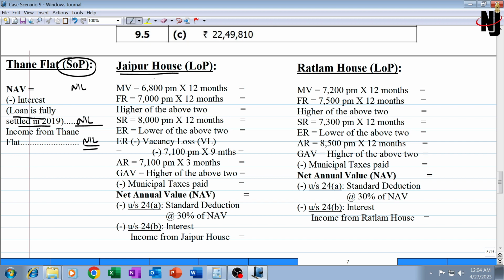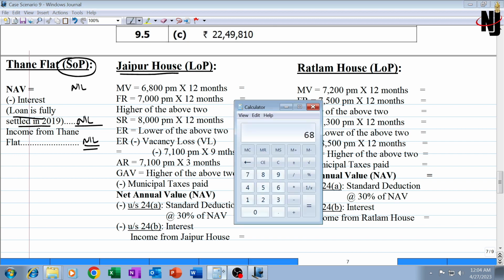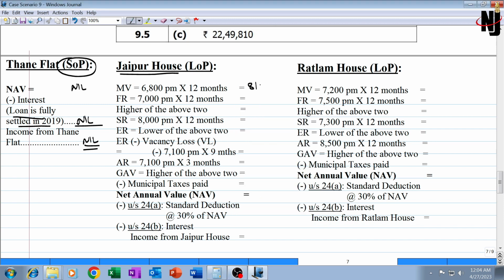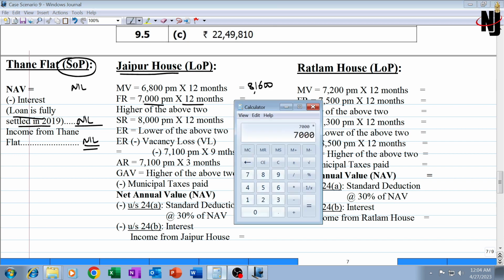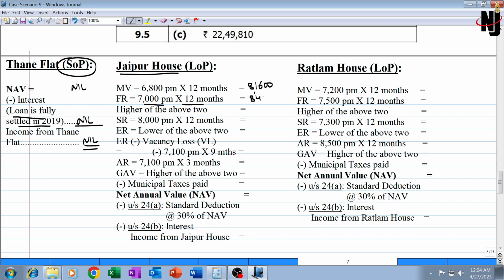Starting with the Jaipur house, municipal valuation is 6,800 per month. How much will it be? 6,800 into 12 months. Municipal valuation, fair rent, and standard rent have to be taken into account for the entire year. That is 81,600. Fair rent is 7,000 per month, 7,000 into 12, 84,000. Higher of the above two will be 84,000.